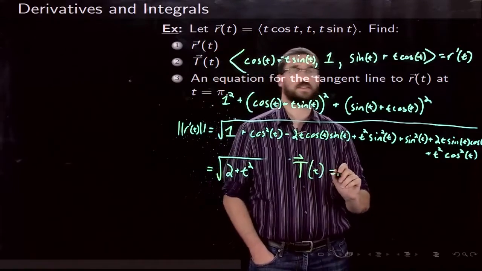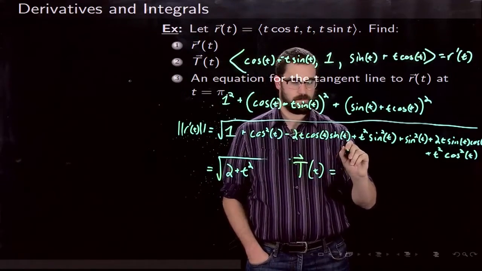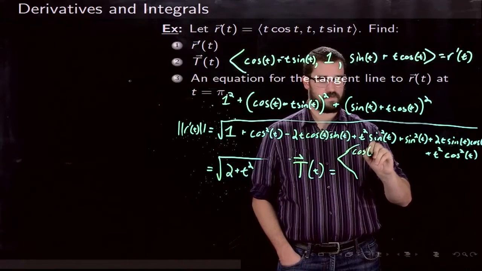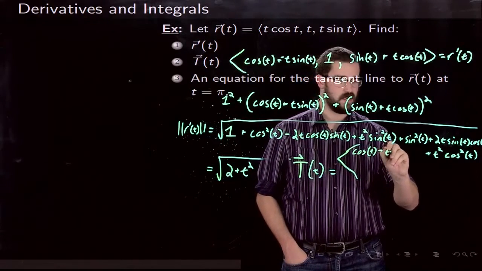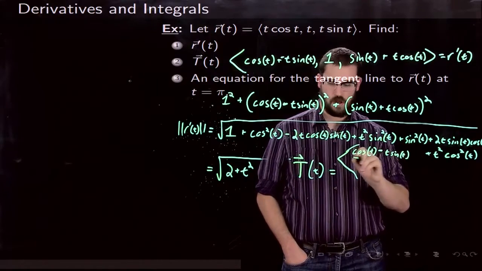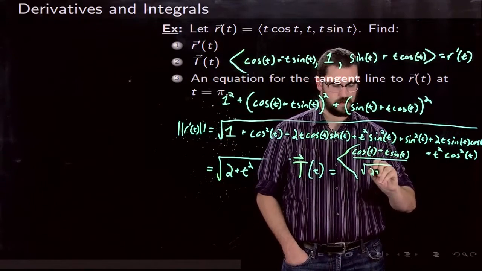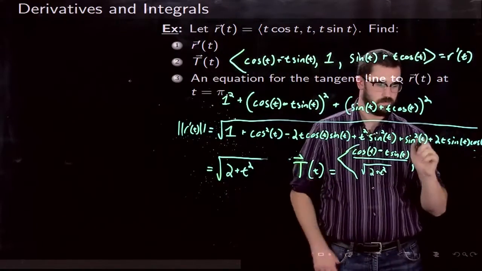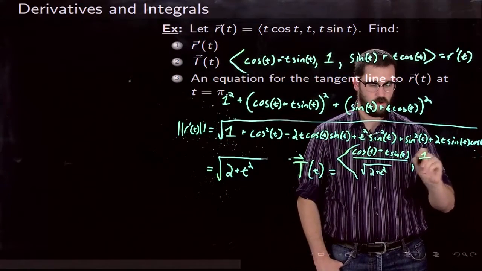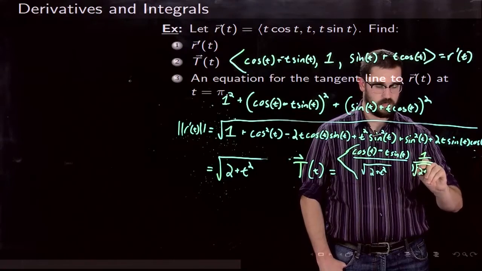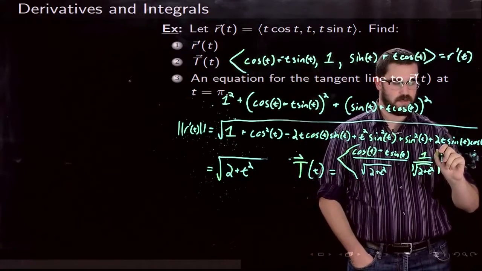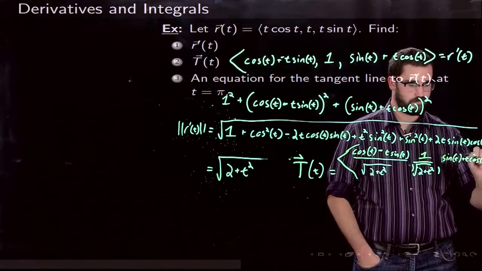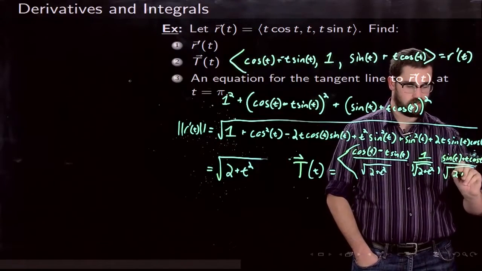And so what is our T vector of t? Well, we just get that it is going to be cosine of t minus t sine of t all over the square root of 2 plus t squared, plus 1 over the square root of 2 plus t squared. Then finally, sine of t plus t cosine of t all over the square root of 2 plus t squared.